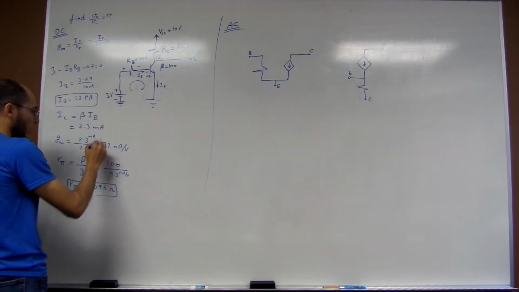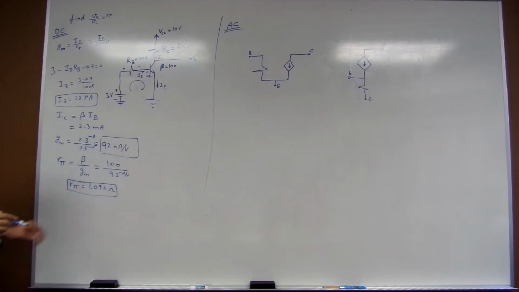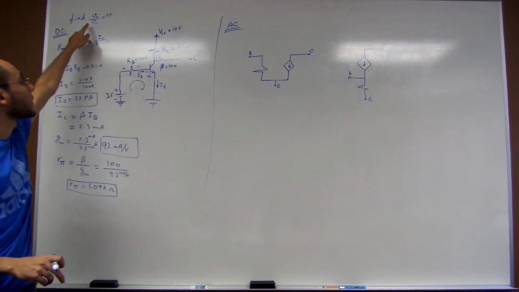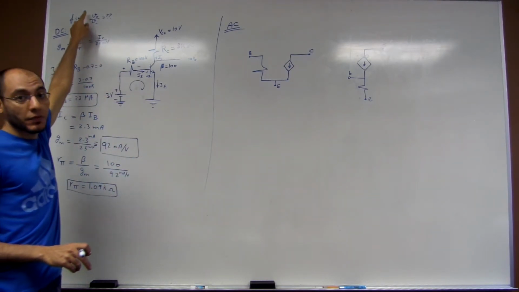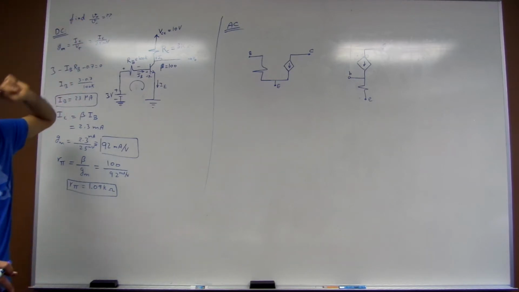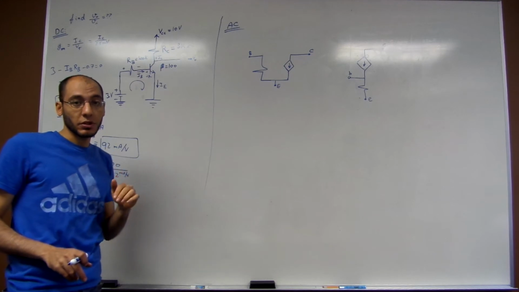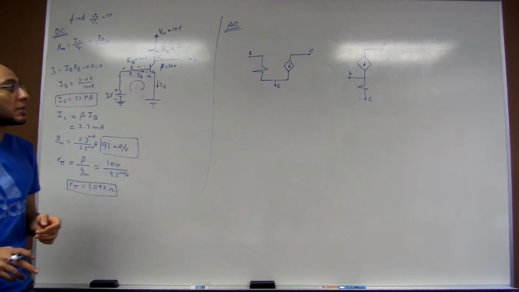Okay, so right now we have the value of gm and we have the value of r pi. So now are we done? Yes, we're done. What do we do in order to get the value of V output over V input? V output over V input is an AC quantity, and thus you need to use the AC equivalent circuit in order to find this quantity.